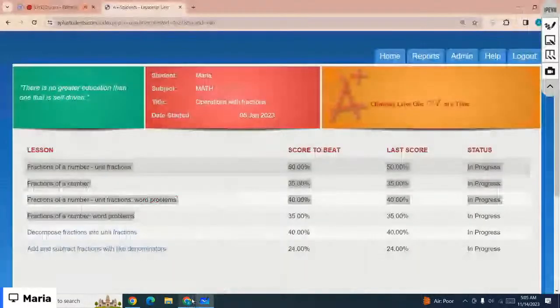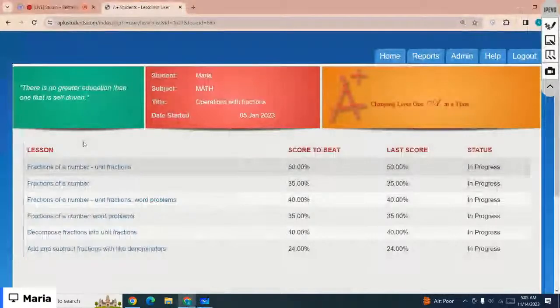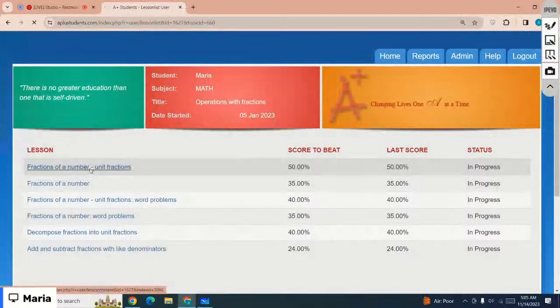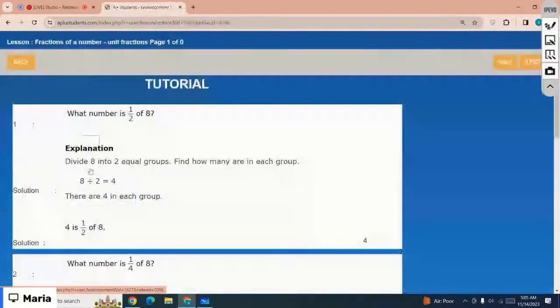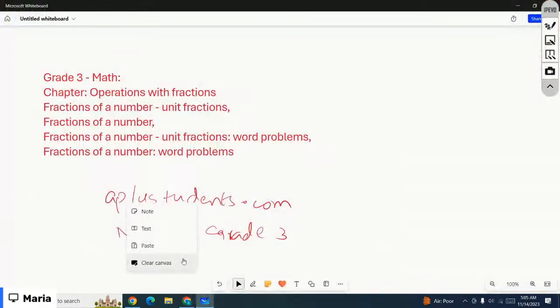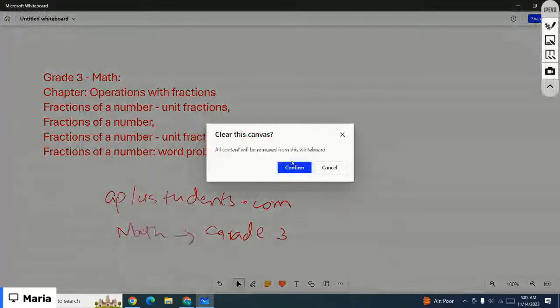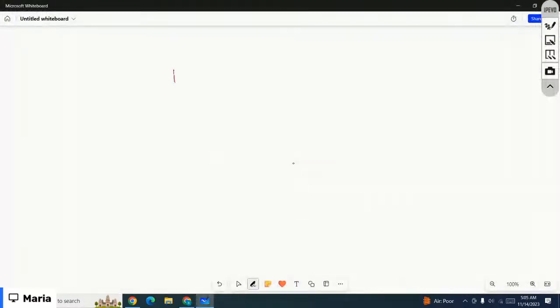Okay, here I am on grade 3 math. The chapter is operations with fractions. So let's just start with the first lesson, that is fractions of a number, unit fractions. Okay, so the first one is what is half of 8, right? So just listen to me carefully. Whenever you have to calculate half of 8, whenever you have fractions like this, fraction of a whole number, 8 is the whole number and half is the fraction. So half of 8 means you need to do 1 by 2 times 8.